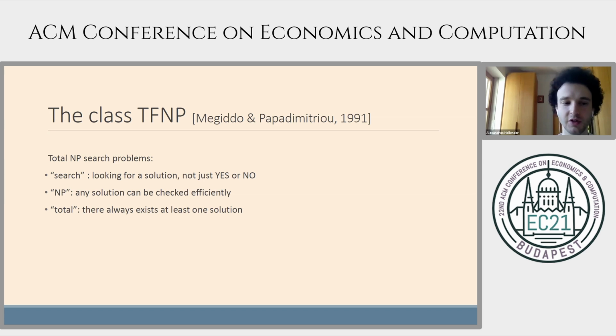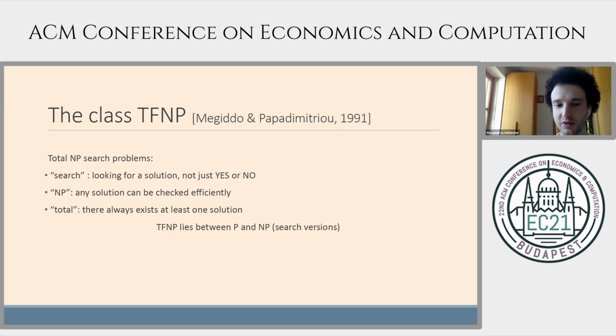First of all, they are search problems, which means that we're looking for an actual solution, not just a yes/no answer. It's not a decision problem. Second, the problems are in NP in the sense that given any candidate solution, we can verify if it is indeed a solution or not in polynomial time. And finally, the problem is total, which means that for any instance, there exists at least one solution. And in the case of consensus-halving, this is given by the consensus-halving theorem. So if a problem has these three properties, then it is a TFNP problem.